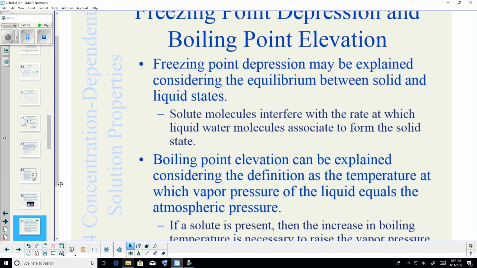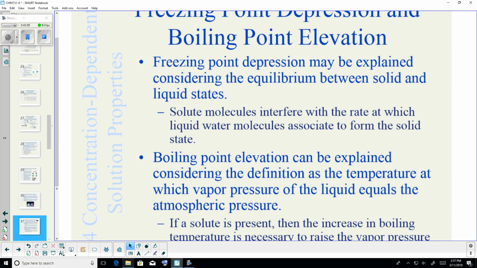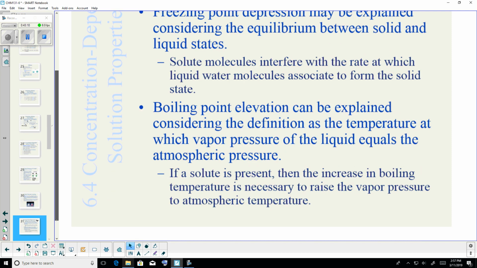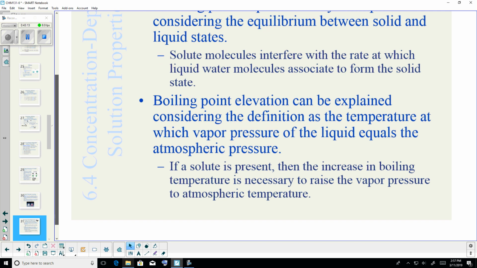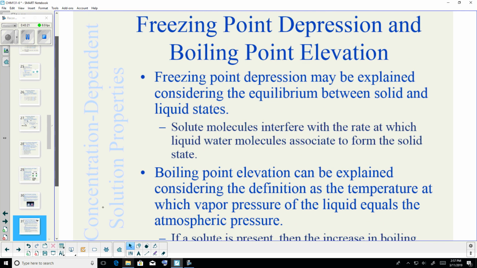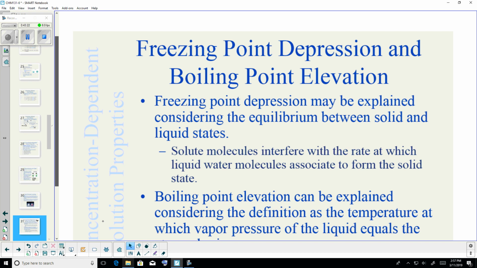The boiling point elevation can be explained because boiling point occurs at the temperature at which the vapor pressure of the liquid equals the atmospheric pressure. So if I have, let's go back up here.